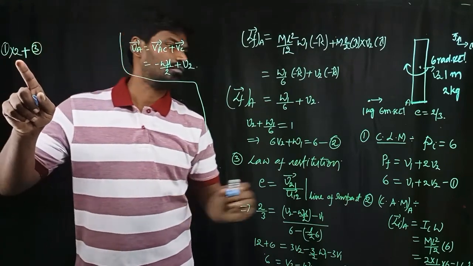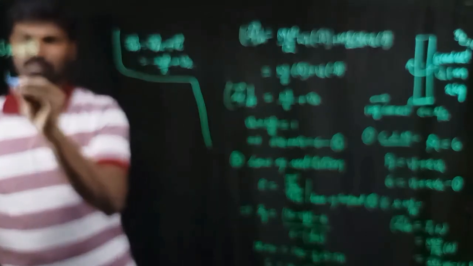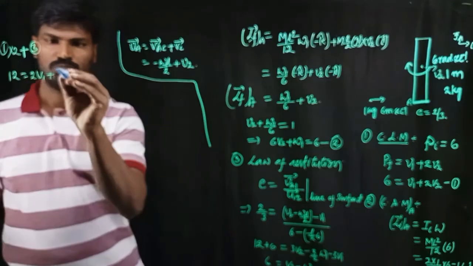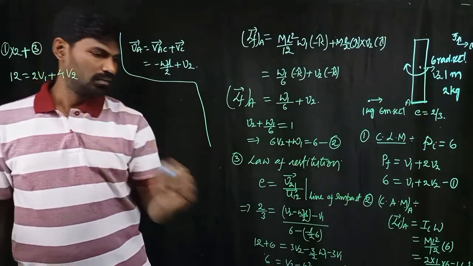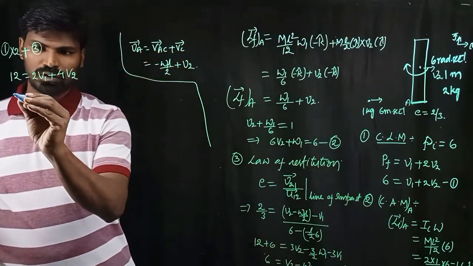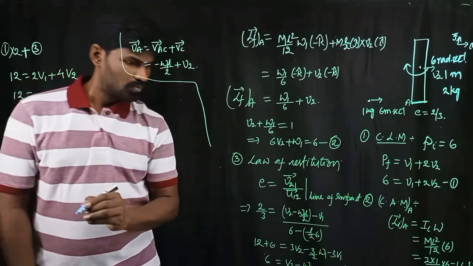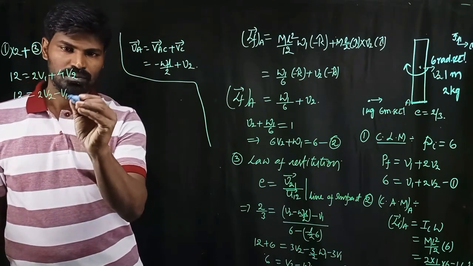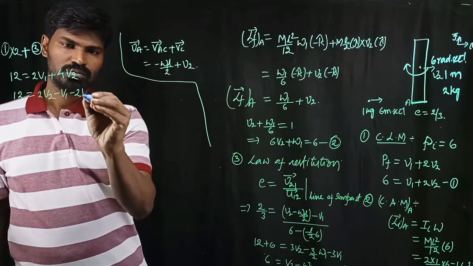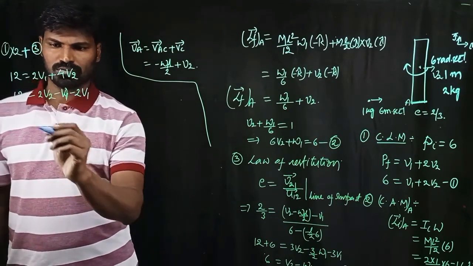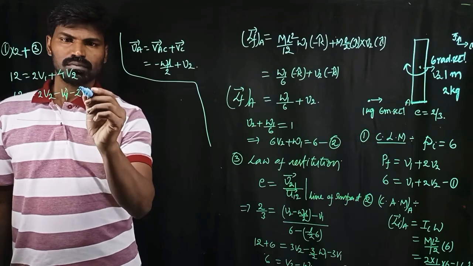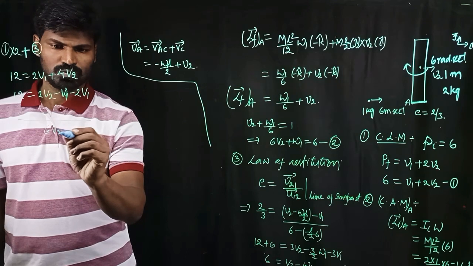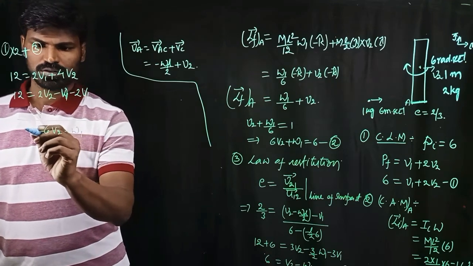So when you multiply equation number 1 with 2, what will you get? 12 is equal to 2V1 plus 4V2. I'm adding it to equation number 3: 12 is equal to 2V2 minus omega 1 minus 2V1. If we add these two equations, what are we going to get here? 2V1 gets cancelled, plus 4 plus 2 is 6V2 minus omega 1 is equal to 24.